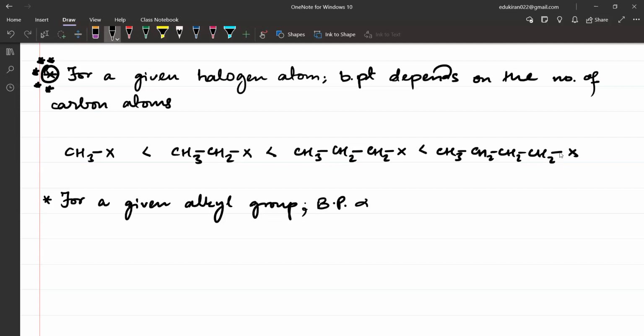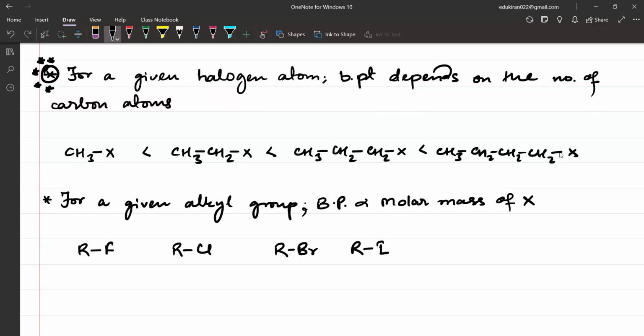Right, next. For a given alkyl group, boiling point depends on the molar mass of X, the molar mass of the halogen atom. That means if the alkyl group is the same, for example, if you have alkyl group bonded to F, then alkyl group bonded to chlorine, bonded to Br, and alkyl group bonded to iodine. Now, since iodine has more molar mass, you don't need to compare the alkyl group. Now you need to compare the halogen atoms.